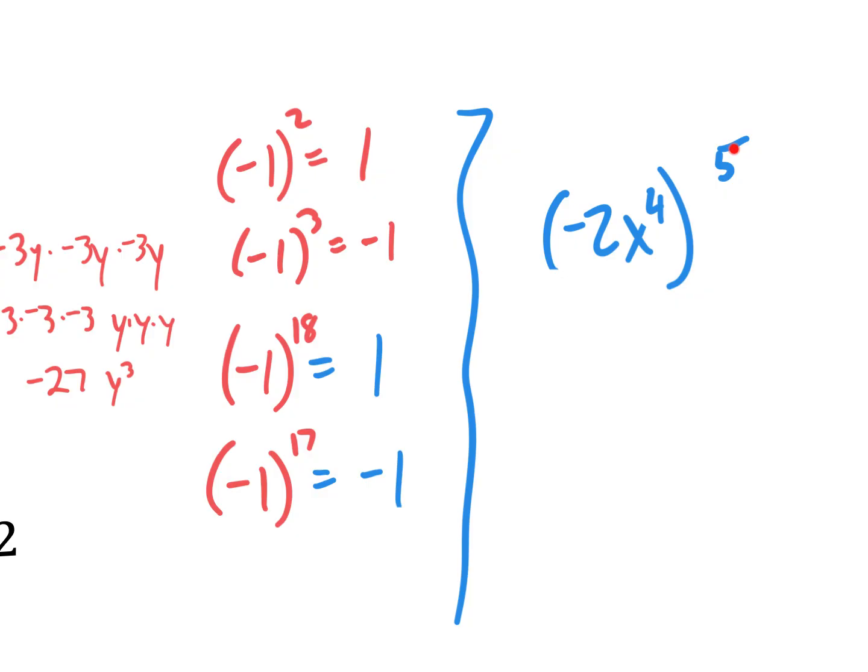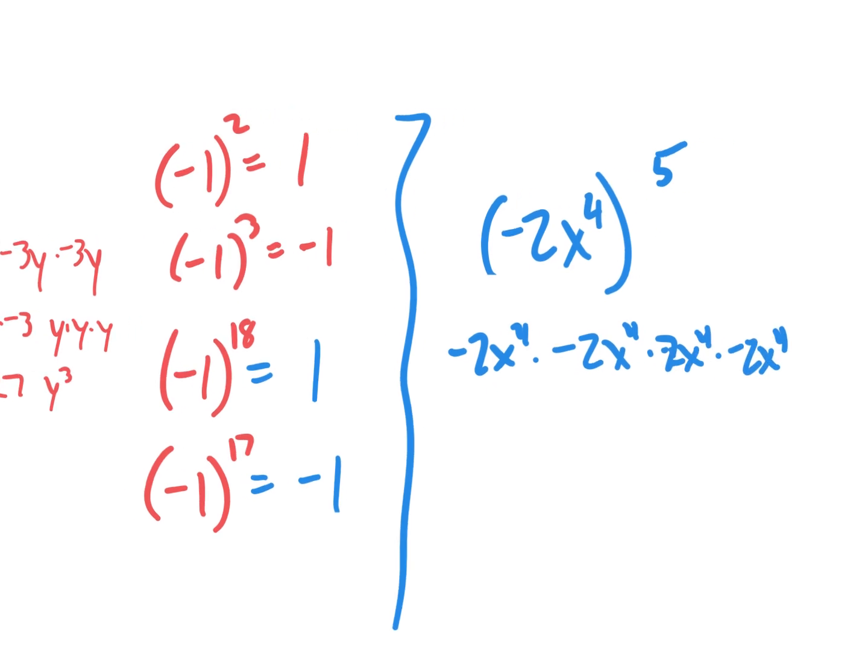Odd power means that if you were to write this out, negative 2x to the fourth times negative 2x to the fourth times, actually, let me just show it so you guys can see it. Negative 2x to the fourth times negative 2x to the fourth times negative 2x to the fourth times negative 2x to the fourth. Dang, I still need one more, running out of space here. Times negative 2x to the fourth. Okay, when you pair up a negative times a negative, it becomes positive. There's an extra negative one, so your answer is going to be negative. Does that make sense? Okay, hopefully that makes sense.